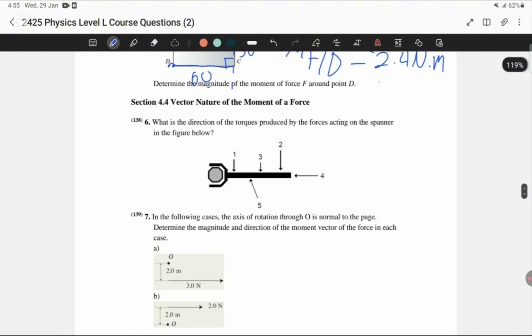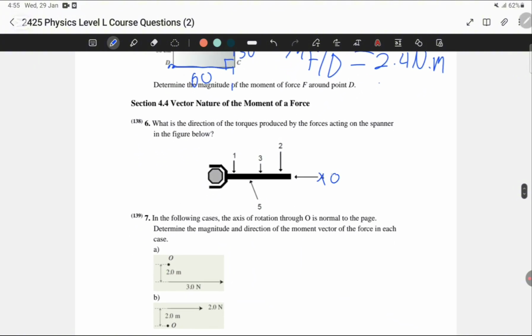Here immediately I can say this is 0 because it's intersecting with the pivot. First thing we need to find is 1, 3, 2. We only need to find one of their directions, then we know, because they're all in the same direction. But if the axis of rotation was at a different point and they were in different directions, you'd need to find all of them.